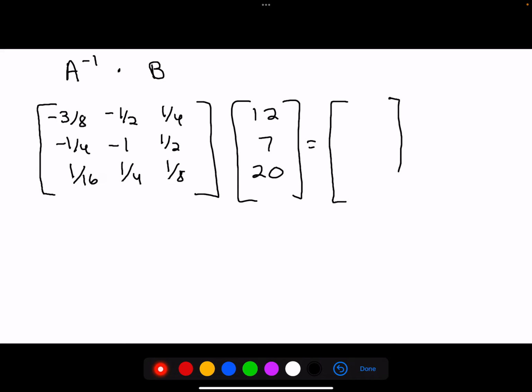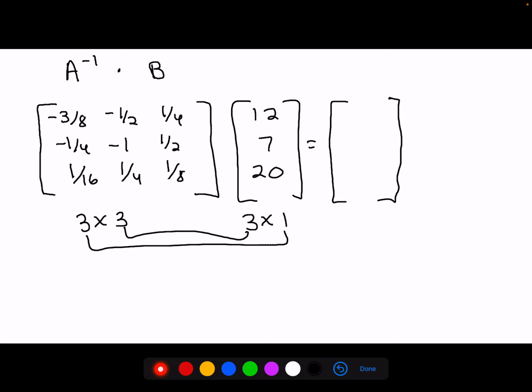It's going to be another column matrix. You have a 3 by 3, and you're multiplying that with a 3 by 1. So you're allowed to multiply it because the insides are the same. And then the outsides tell you it's going to be a 3 by 1 when you're done. 3 rows, 1 column. Rows come before column. RC Cola. Okay.